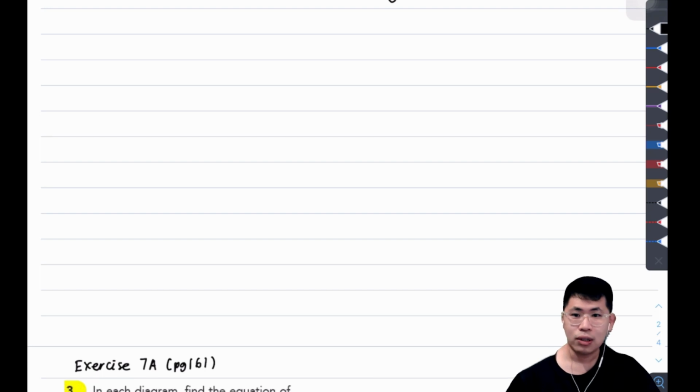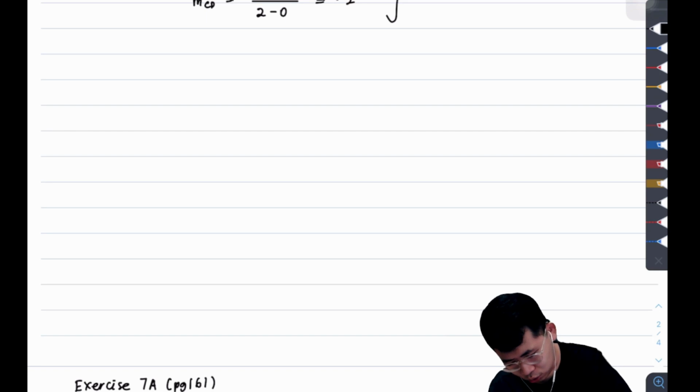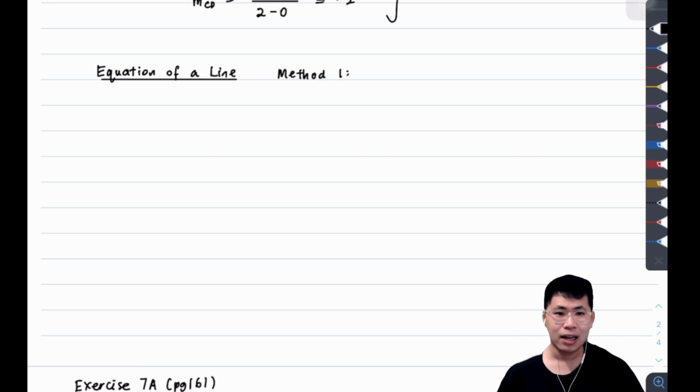So without further ado, let us take a look at one new skill that we're going to learn today. We're going to look at a new way to find the equation of the line. I'm going to teach you how to find the equation of a straight line. Previously in A Math, we've covered the first method of finding the equation of a line. So what's the first method? It is to do this. Method 1 is to find the gradient first.